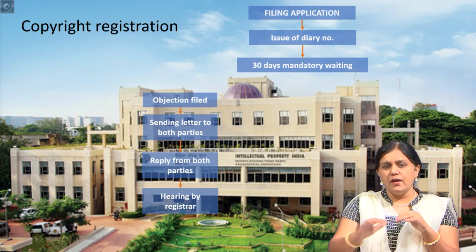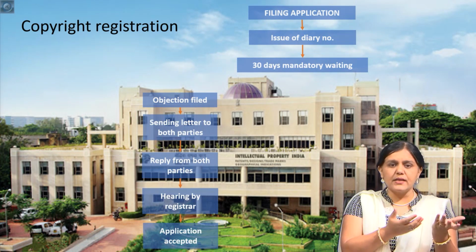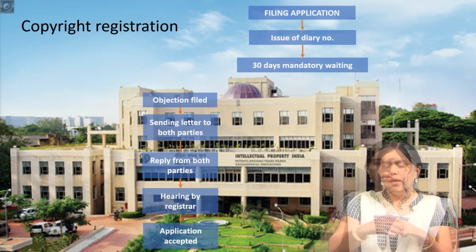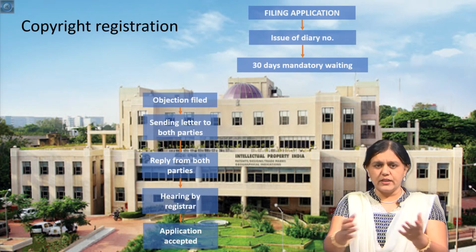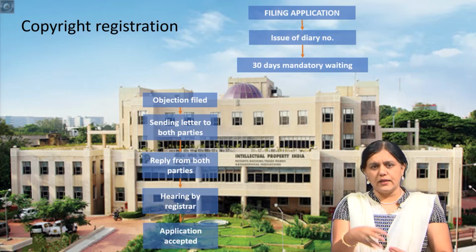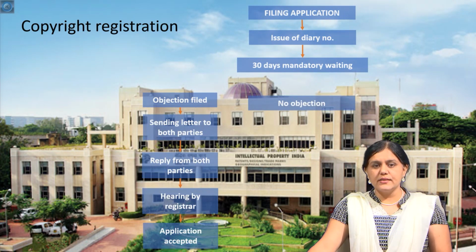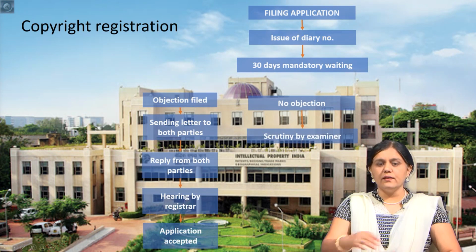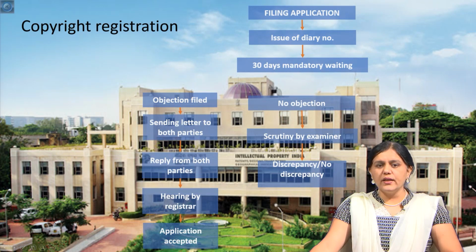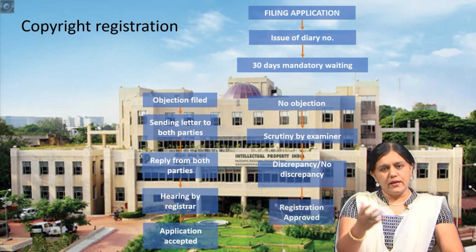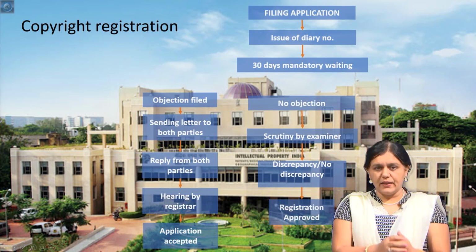Then after the hearing, the application may be accepted, or it may not be accepted. Suppose the application is rejected, obviously it will not go further. But if it is accepted, what will happen? The examiner will start the examination, so scrutiny will start. In the scrutiny, if there are some discrepancies, the examiner will send a letter to the applicant.